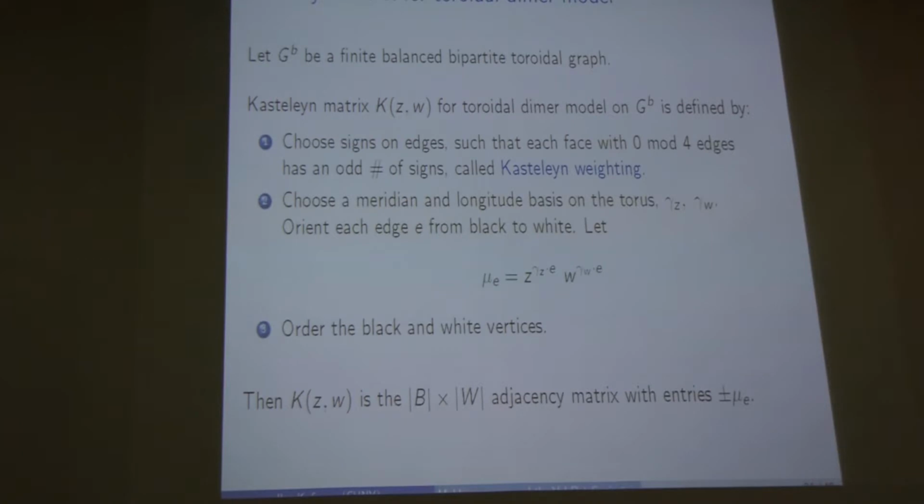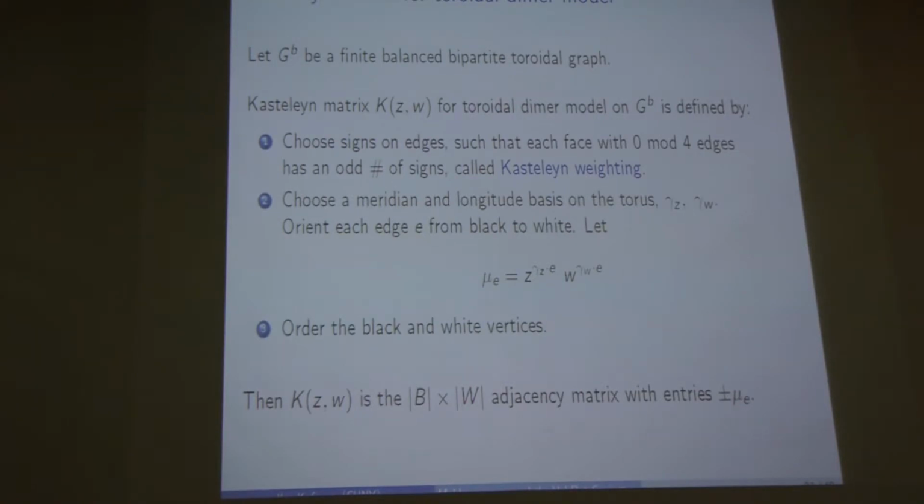Okay, from this we want to construct the Kasteleyn matrix. So if you let again G_B be a balanced bipartite toroidal graph, then the Kasteleyn matrix is defined by three choices. First, you have to choose signs on edges so that every face with 0 mod 4 edges has an odd number of signs. That's called a Kasteleyn weighting. And it's a non-trivial theorem that every bipartite toroidal graph admits such a Kasteleyn weighting.